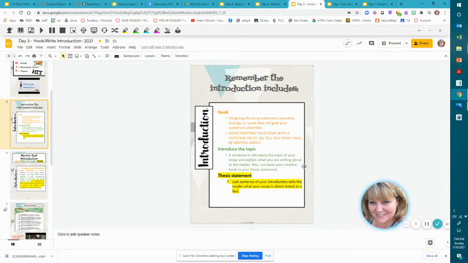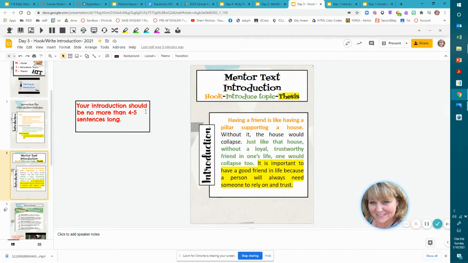You will introduce your topic, a sentence to introduce the topic of your essay, and you want to explain what you are writing about to your reader. You're sort of setting up your thesis statement, and then also connect your creative hook to your thesis statement. And then last, in your introductory paragraph, you write your thesis statement, which, remember, is only one sentence. So your last sentence in your introduction tells the reader what your essay will be about and is stated as a fact. And don't forget, your thesis is a fact. It is one sentence. It gives your point. It takes a side, and it sets up your examples.